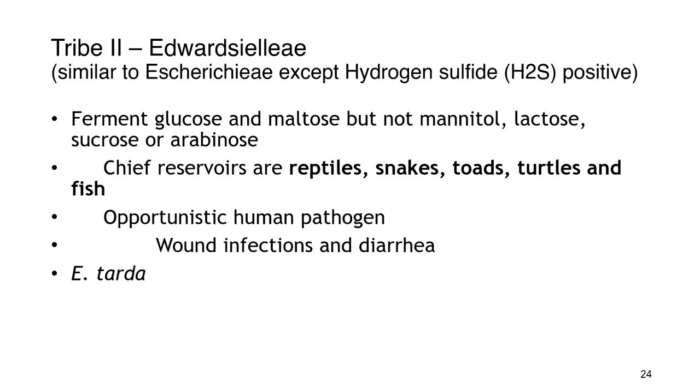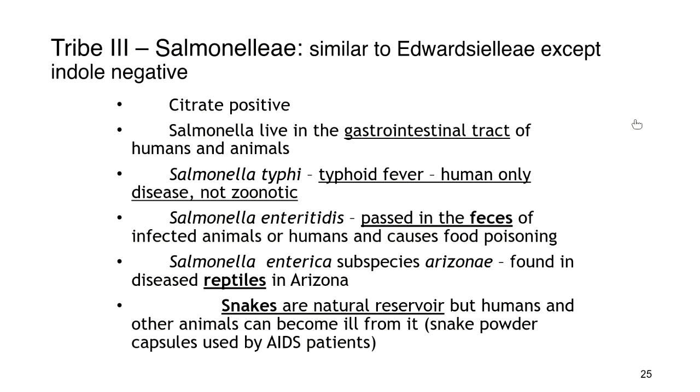So these tend to be more cold-blooded animals, but it can be an opportunistic human pathogen. So if you had a wound and you're dealing with reptile or snake medicine and you got an Edwardsiella organism into your wound, you certainly can end up with a bad infection and diarrhea. That was tribe 2.